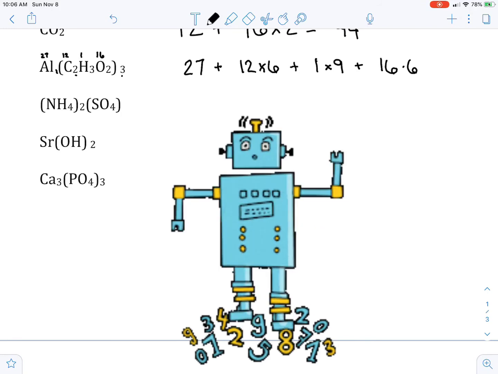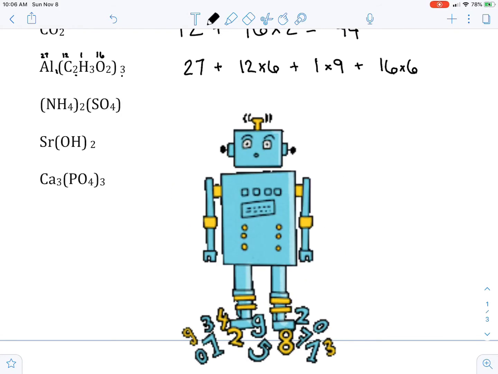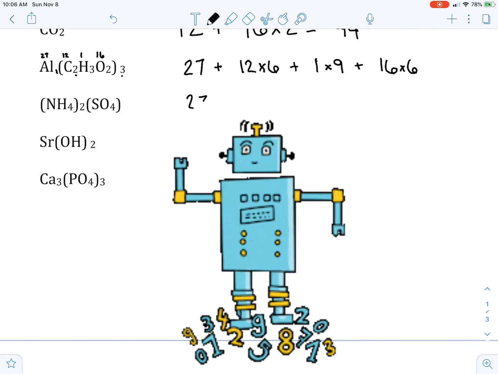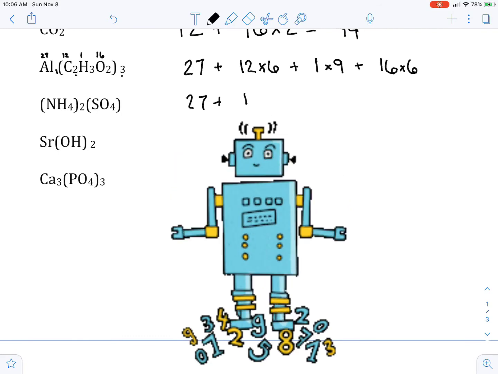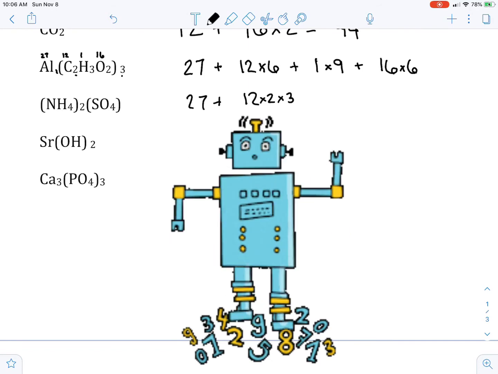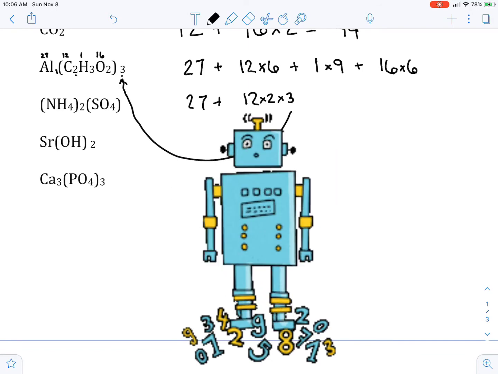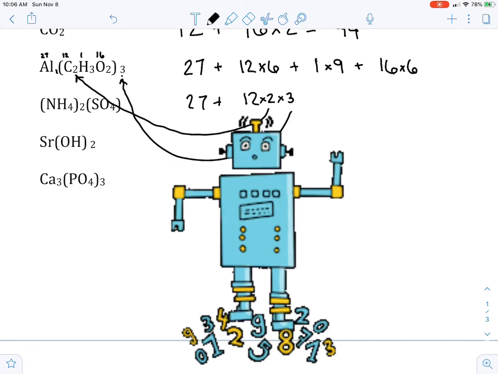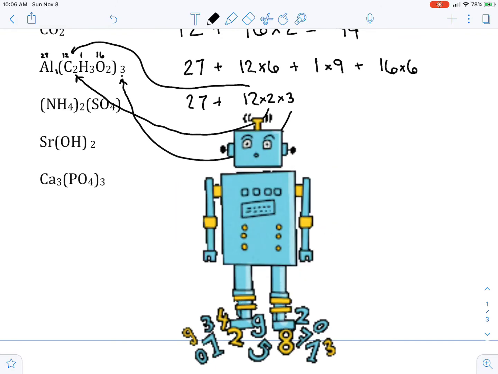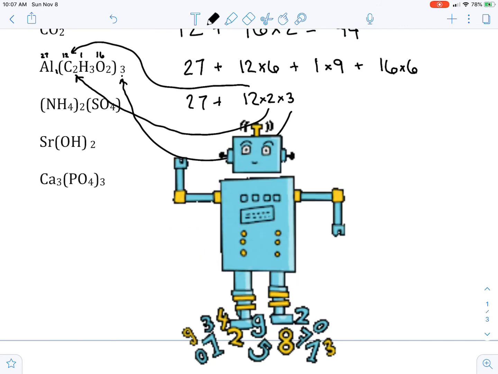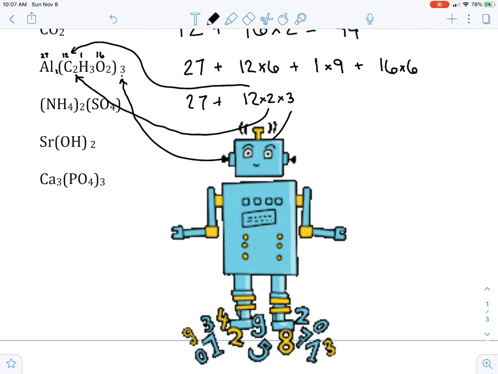Okay. Now, if you don't want to do it that way, you could do this too. You could say 27 plus carbon is 12 times 2 times 3, right? Where I'm just taking the subscripts and putting them right there together. And that 3 is coming from here. And that 2 is coming from here. And that mass is coming from right there, right? So you can do that too. That way you don't have to multiply in your head. Maybe you can't multiply numbers in your head very fast.